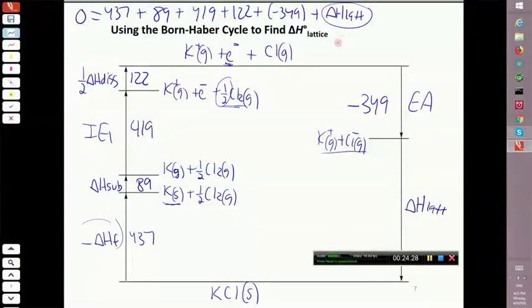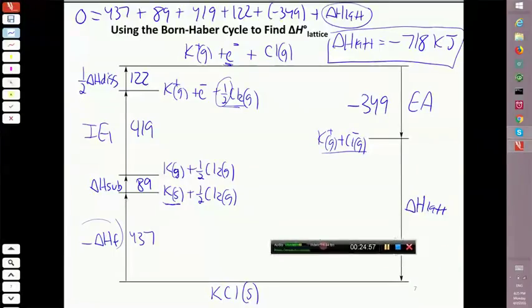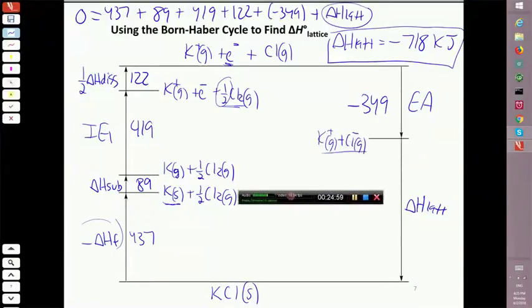Okay? And so lattice energy is going to be then, numerically speaking, when we solve for it, minus 718 kilojoules. Alright, so that's the amount of energy that's released per mole when K plus and Cl minus in the gas phase recombine to form KCl solid. That's the number we're interested in. Alright, so it's going around the whole cycle and setting everything equal to 0. And that gives us then the lattice energy. Alright, so as I said, it looks kind of daunting when you first see it, but we'll do more of these. Hopefully they'll get more familiar.